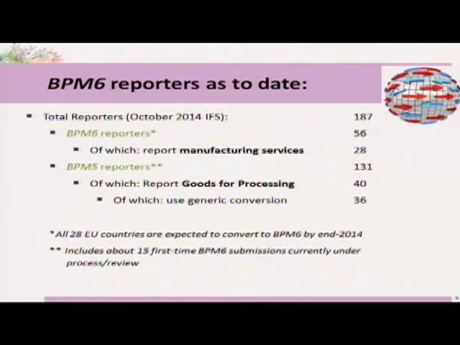For the BPM5 reporters, we still have 131 economies that report data on a BPM5 basis. Out of that 131, 40 record goods for processing. And we've used the conversion process to convert for 46 of these countries. We receive data on a BPM6 basis on a regular basis. We don't have anything scheduled for receiving the data. So far, we have an additional 15 countries that we're currently reviewing. So by the end of the year, this figure of 56 BPM6 reporters is going to jump up quite a bit.